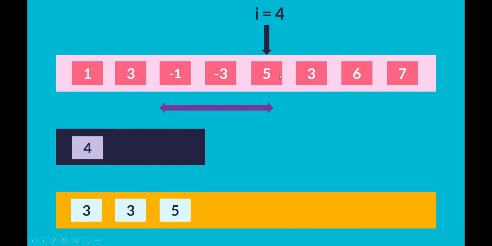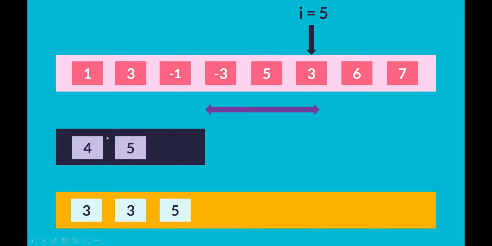Now we move the pointer to the next element. Now it points to 3. So 3 is smaller than 5. So we just push 3 onto our DQ, the index 5 onto our DQ. Now we have looked at all the elements present in this sliding window. So the maximum is present at the front of the DQ, which is present at index 4, which is again 5. So we push 5 onto our output array.